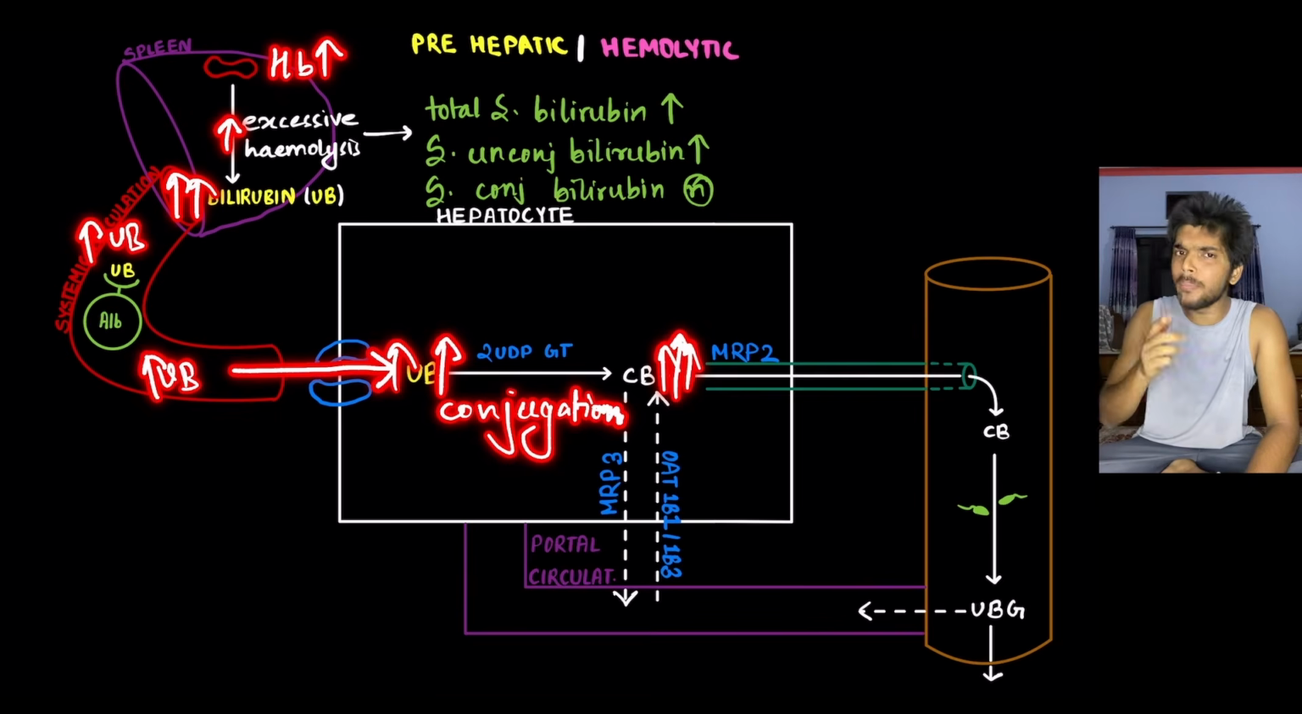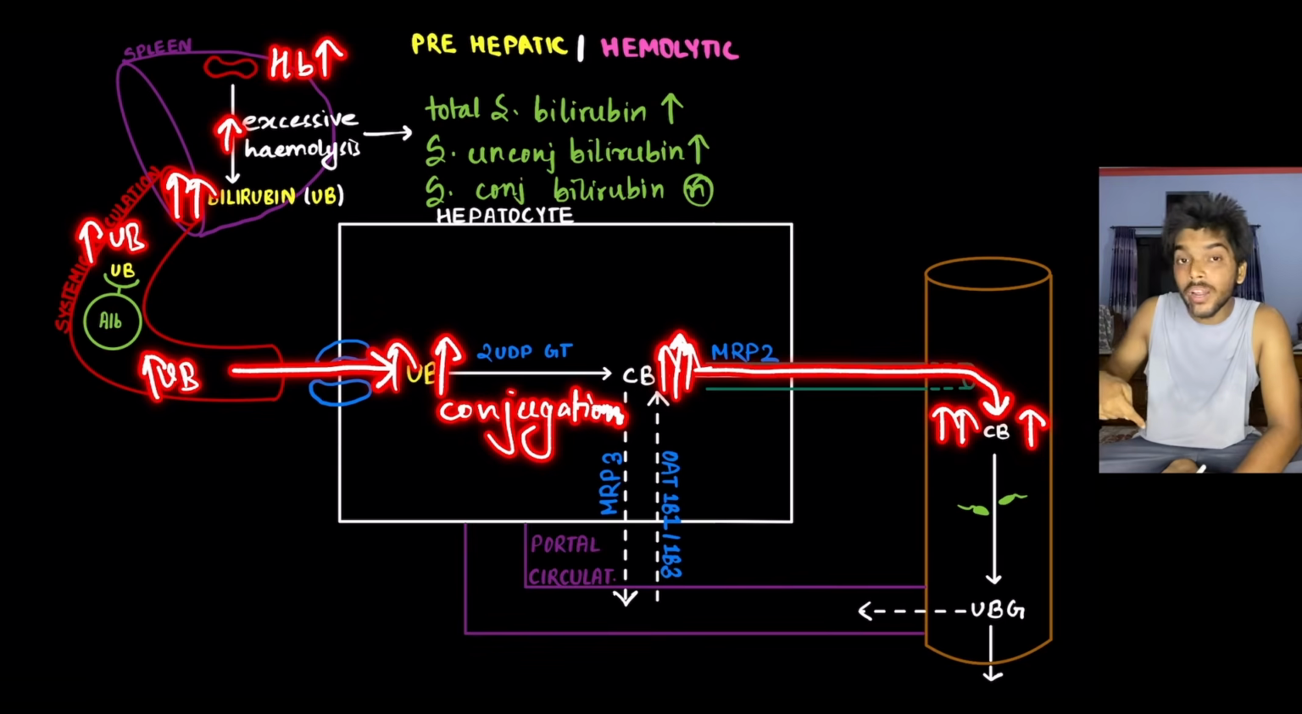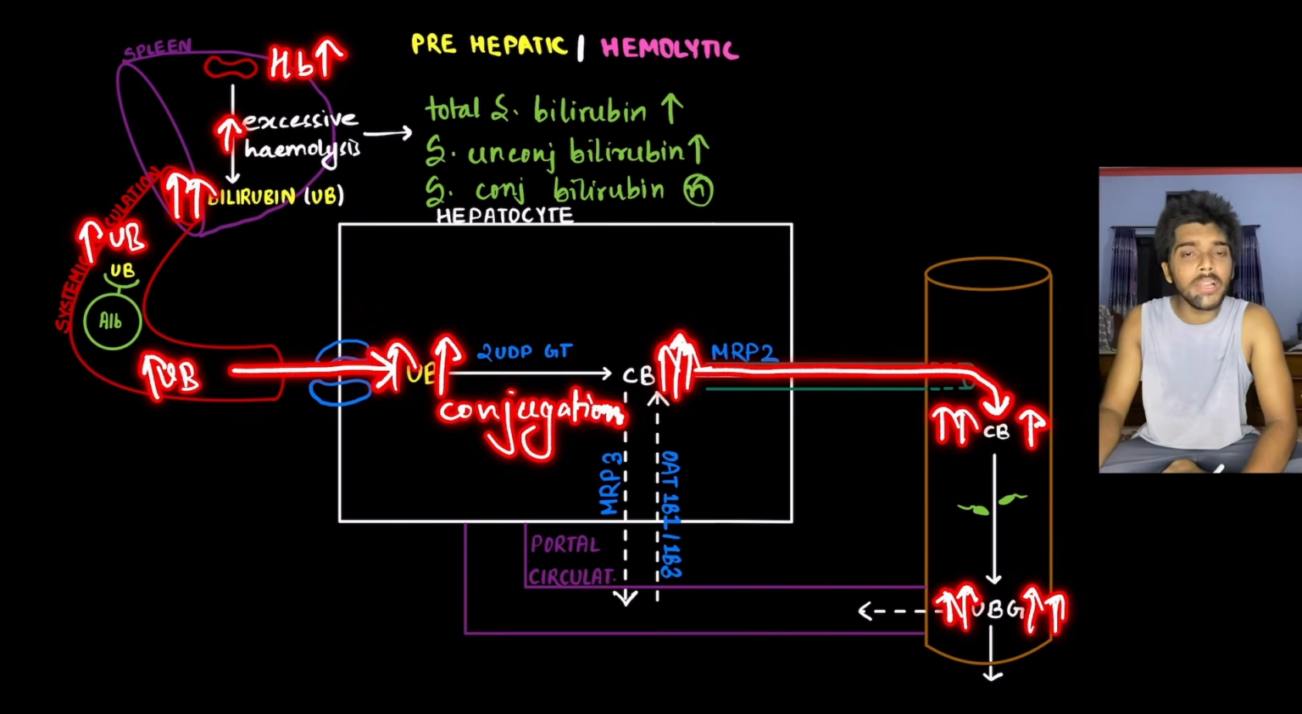And fortunately, the bile flow is normal. So all this conjugated bilirubin will enter the duodenum. Now there is high conjugated bilirubin in the duodenum, again not in blood. And all of it is going to get broken down by gut bacteria into urobilinogen. So there is excess urobilinogen in the gut. Urobilinogen has two ways to get excreted: one is through urine, another is through feces. So in urine, urobilinogen is going to be high. In stool, urobilinogen is going to be high as well.